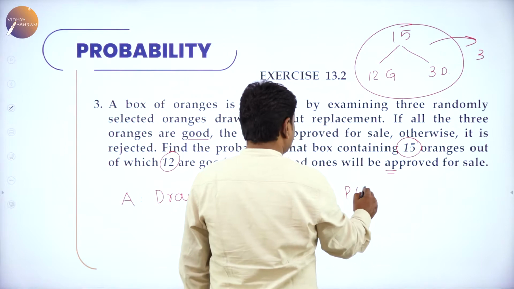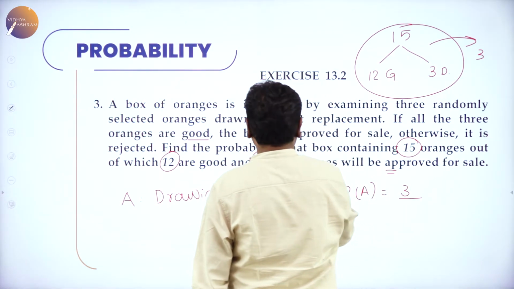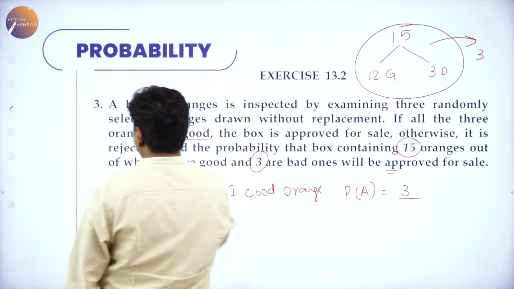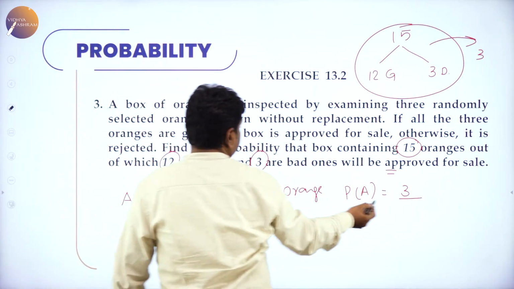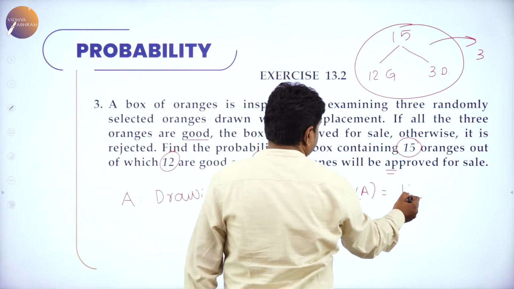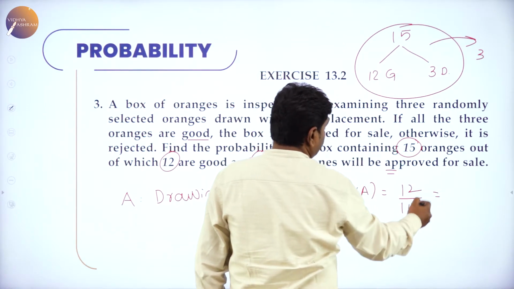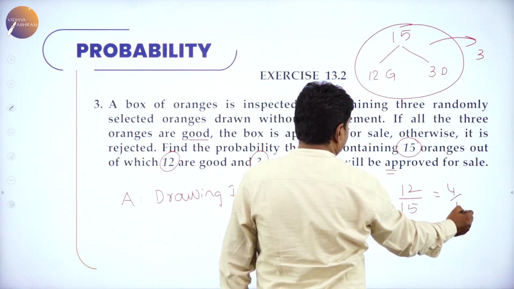P of A is the number of good oranges divided by the total number of oranges. Sorry, how many good oranges? Out of 15, 12 are good oranges. So we have 12 oranges out of the 15 which are good. Both are divisible by 3. 3 4s are 12, 3 5s are 15, so 4 by 5.